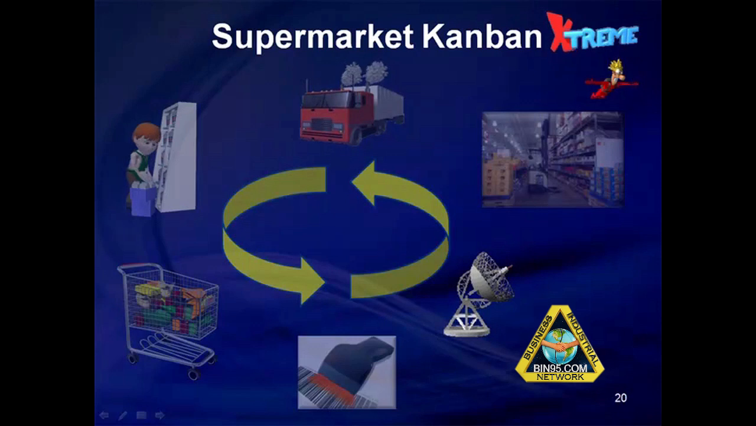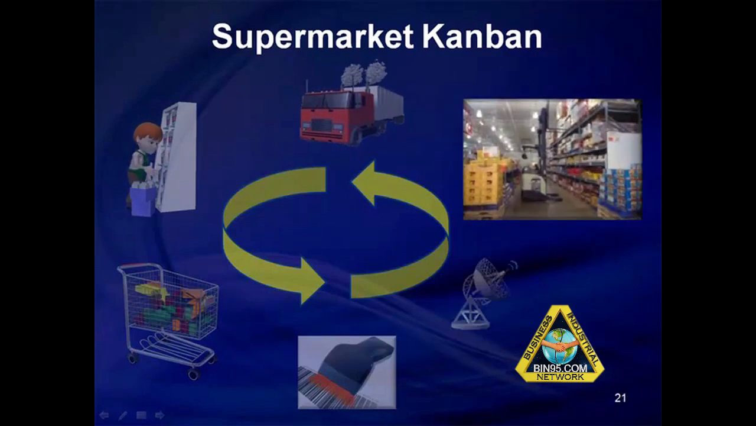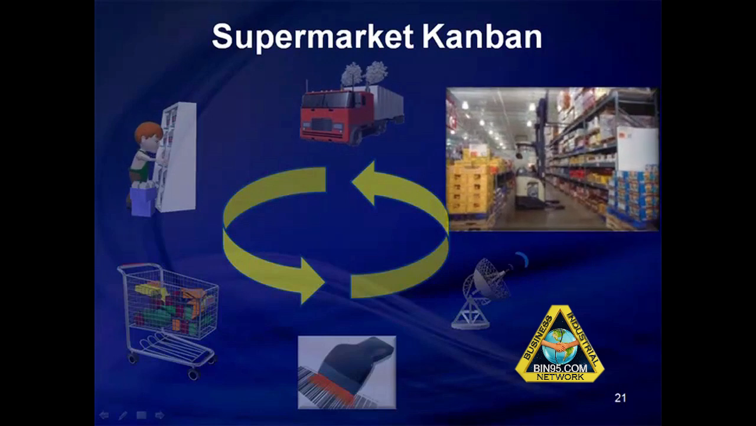Now, the store knows exactly what was consumed by the customers, and an electronic signal is sent to the warehouse or supplier, automatically letting them know which items have been consumed. The warehouse prepares to replenish exactly the quantity of items consumed.